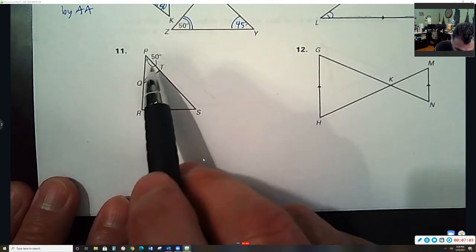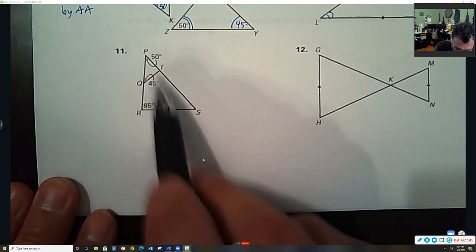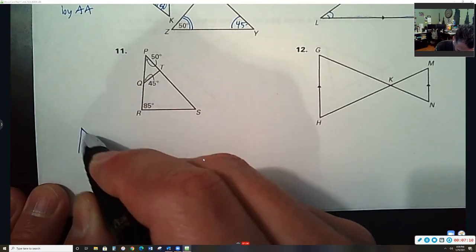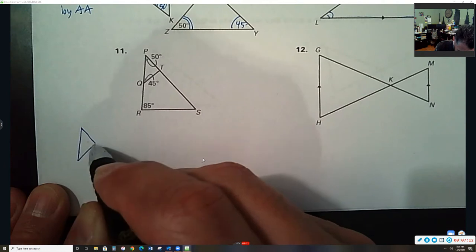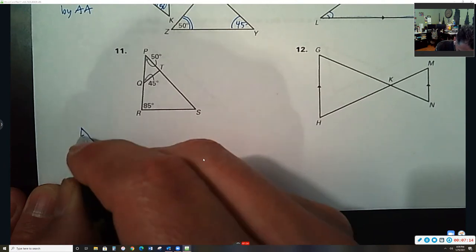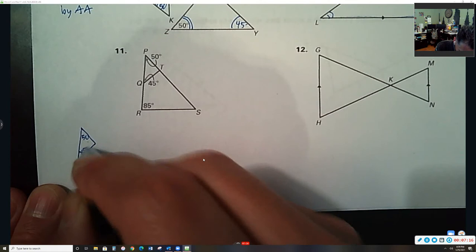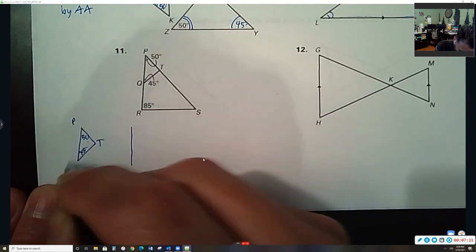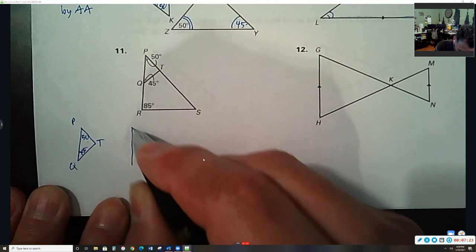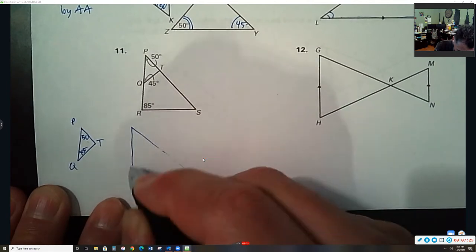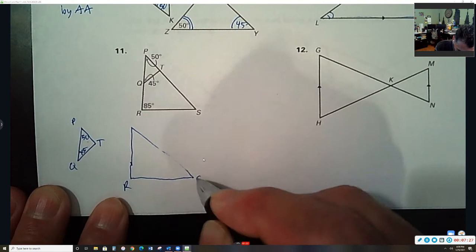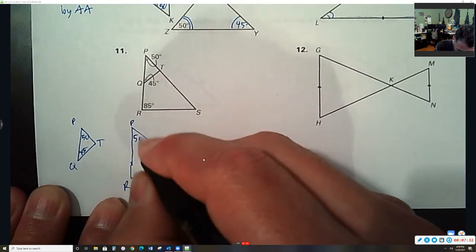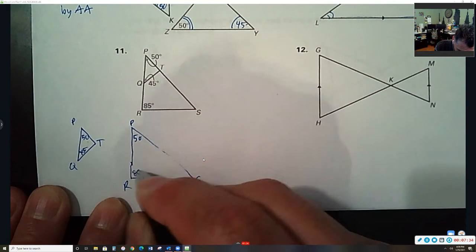Again, separate these two triangles. So the top triangle looks like this. Something like this. Right, where this is 50, this is 45, and then let me put the letters P, T, Q, and then the bigger triangle looks something like this. R, S, P. The top triangle, the top angle is the same, and then this bottom one is 85, right?